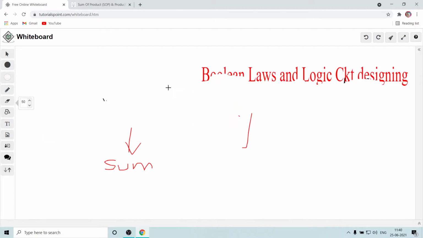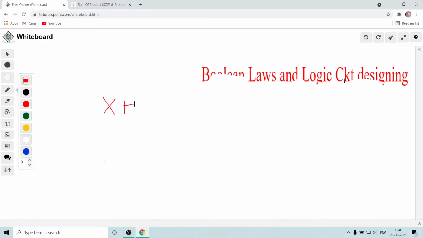Now moving to POS, similarly we can define any POS expression. Let me explain the POS expression. In a POS expression, suppose any variable you want to write. So we are writing x plus y, the plus sign between two variables, x plus y multiplied by x bar plus y.